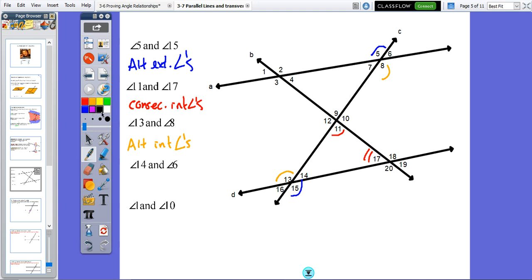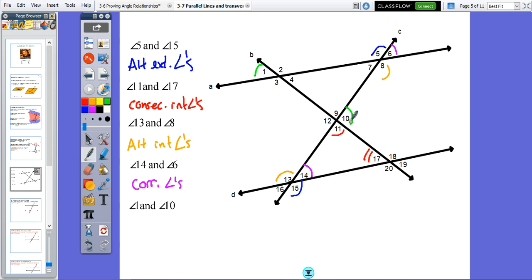Let's look at 14 right here and 6 up here, relatively in the same position as each other, just on a different group. That's our corresponding angles. And then we've got 1 up here and 10 right here.